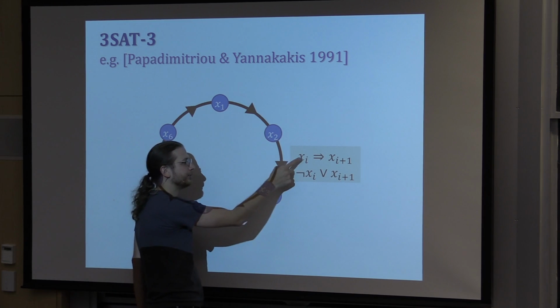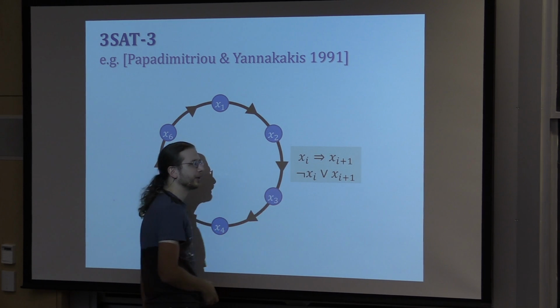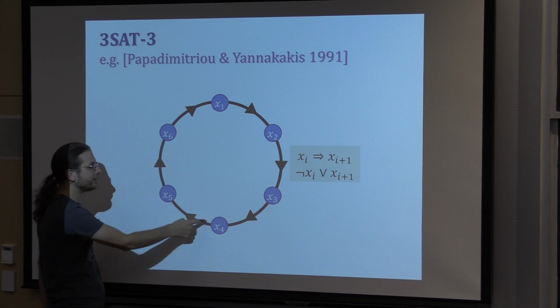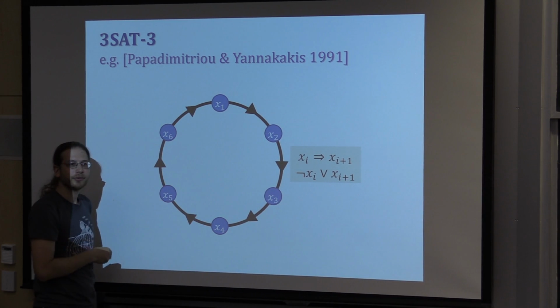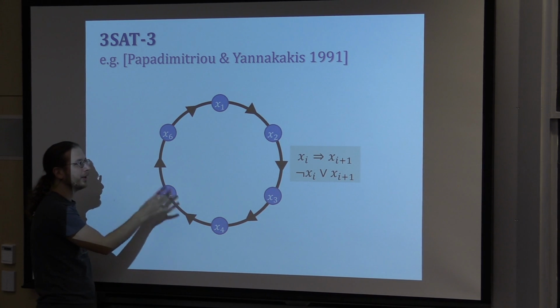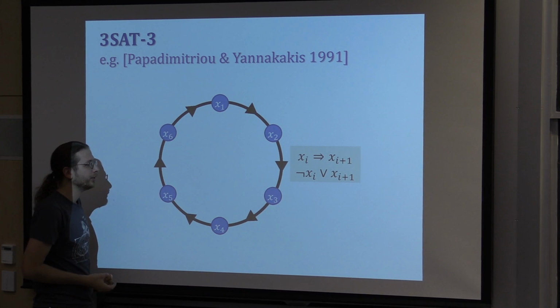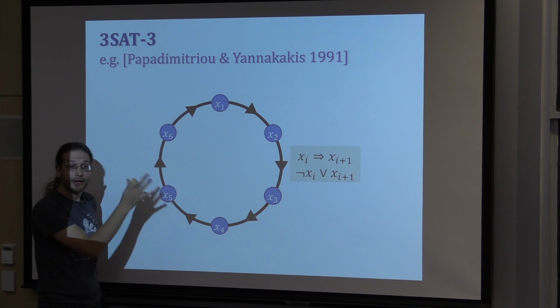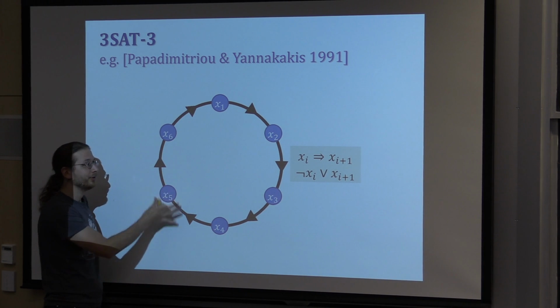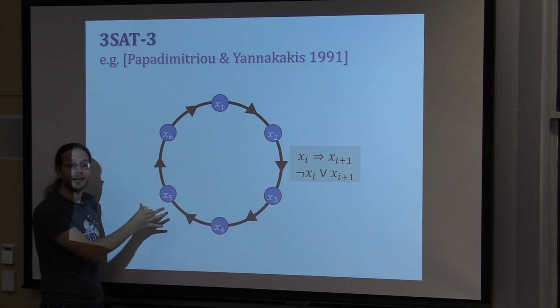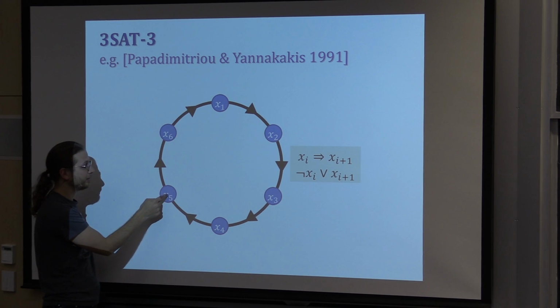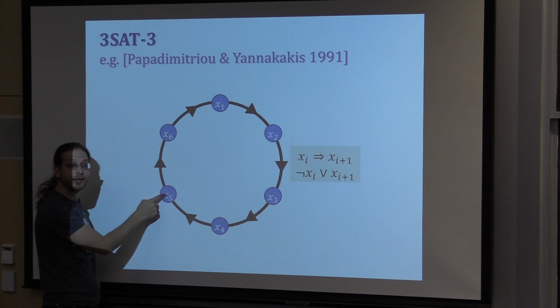That's, of course, equivalent to saying if xi is set to true, then xi plus 1 must also be set to true. So if any of these are set to true, they all are. So the only satisfying assignments here are everybody true, everybody not true. So if you're just worried about NP reductions, this is a reduction from 3SAT to 3SAT-3, because every variable now will appear in exactly 3, in fact.